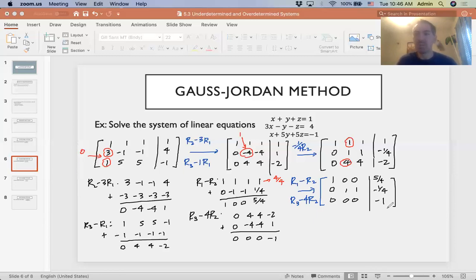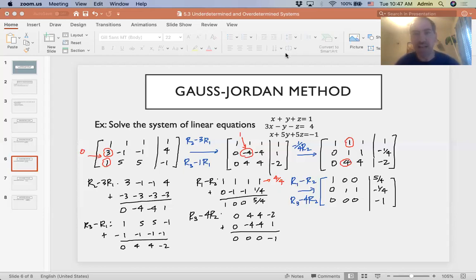Typically, we would move over to column 3, but that third entry in column 3 is 0, and there's no way that we can make the 0 become a 1 without messing everything else up. I'll just say that we can turn that 0 into a 1, but that would mess up our other entries in the previous columns. So when we have a 0 in the entry that we're trying to make a 1, we're going to say that cannot be done. So that means that this is in row reduced form.